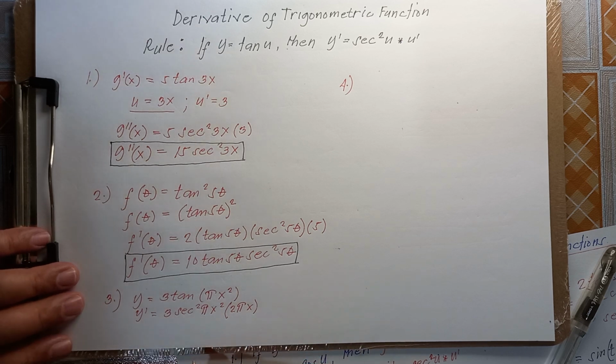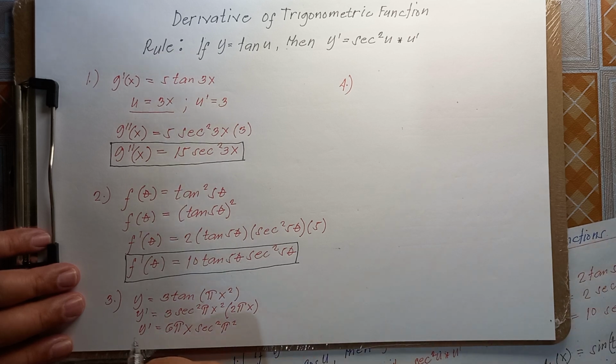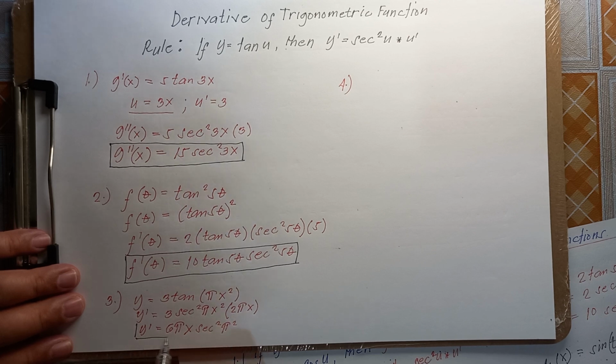Now after that, our y prime is equal to this multiplied in here, so we have 6 pi x secant squared of pi x squared. So that is our y prime.